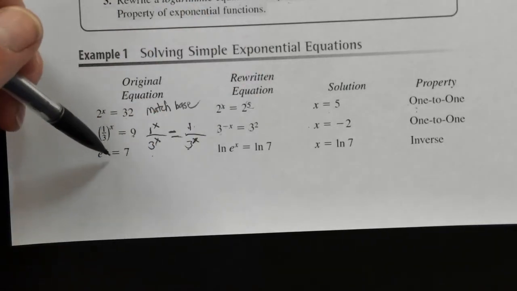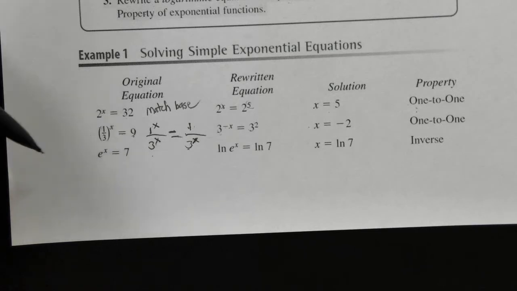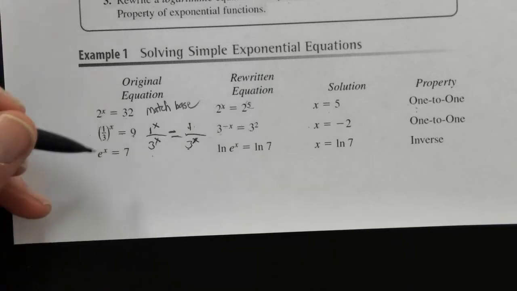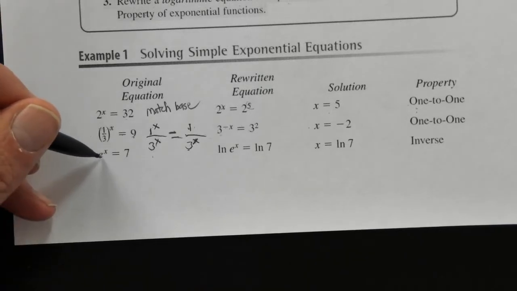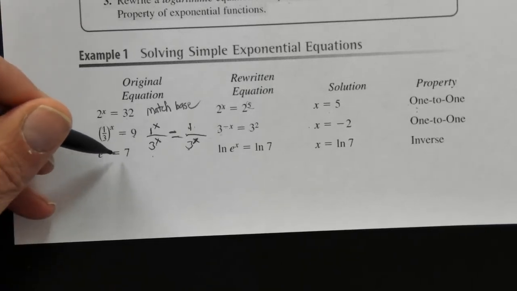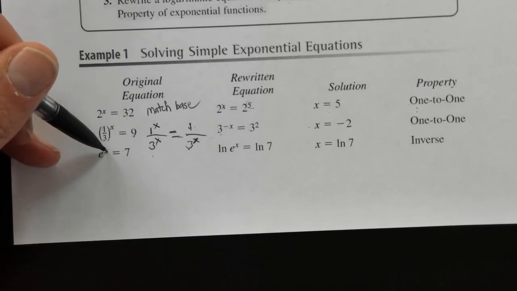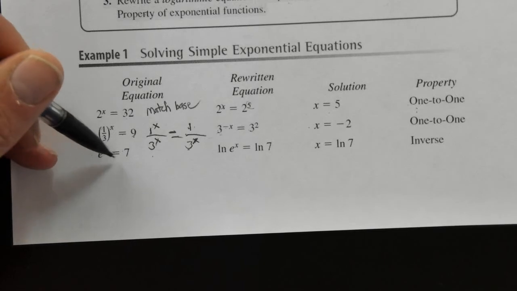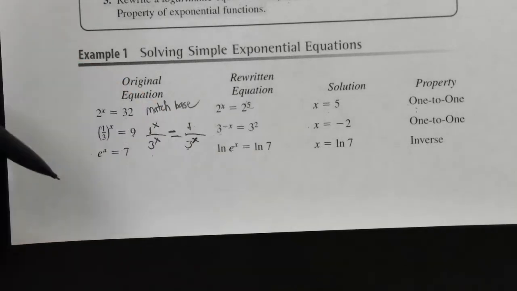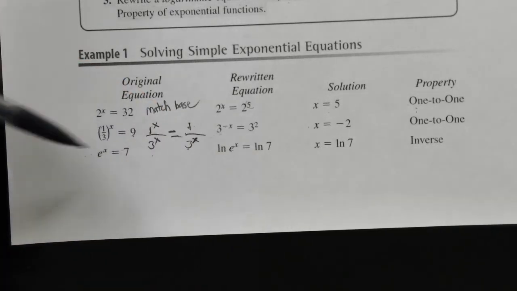What about e to the x equals 7? Well, if I want to figure out what the x is equal to, and I've got e to the x is equal to 7, then remember our strategy? We want to get x out of the exponent, and so what we can do is just take the natural log of both sides.